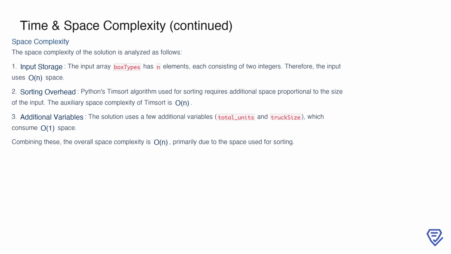Now, let's analyze the space complexity of the solution. First, the input array, box types, contains n elements, each represented by 2 integers. This means the input inherently requires O(n) space. Next, the sorting step uses Python's timsort, which has an auxiliary space complexity of O(n). Beyond this, the solution uses a small number of additional variables like total_units and truck size, which require constant space, or O(1). When we combine these factors, the overall space complexity of the solution is O(n), primarily driven by the input storage and the sorting overhead.